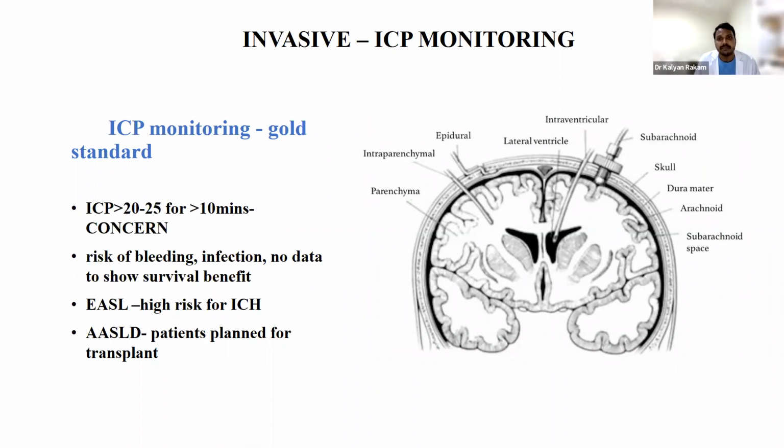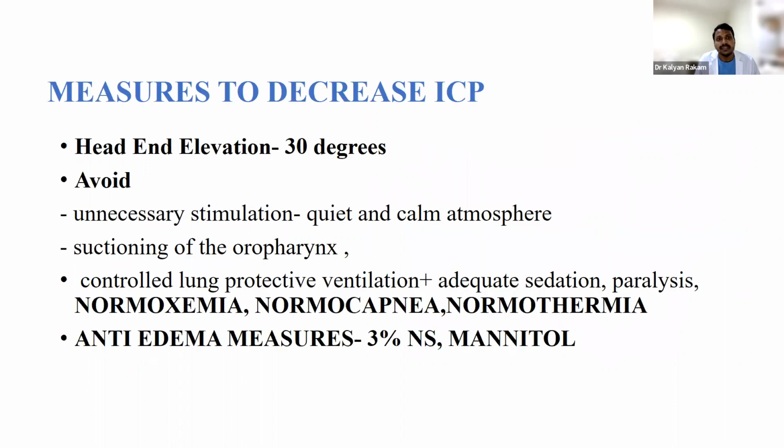like intraparenchymal, epidural, subdural. We place these catheters and attach them to the transducers, and the pressures will be displayed on the monitor. So by invasive monitoring, we can accurately measure the ICP. As we already discussed, the ICP should be less than 25 mm of Hg, and cerebral perfusion pressure should be greater than 50 mm of Hg.